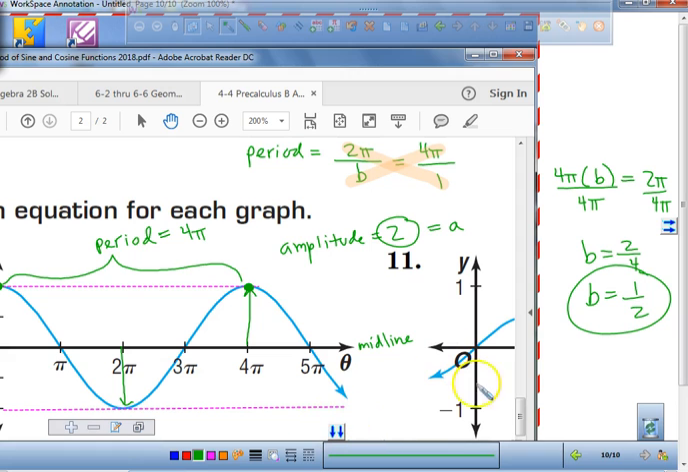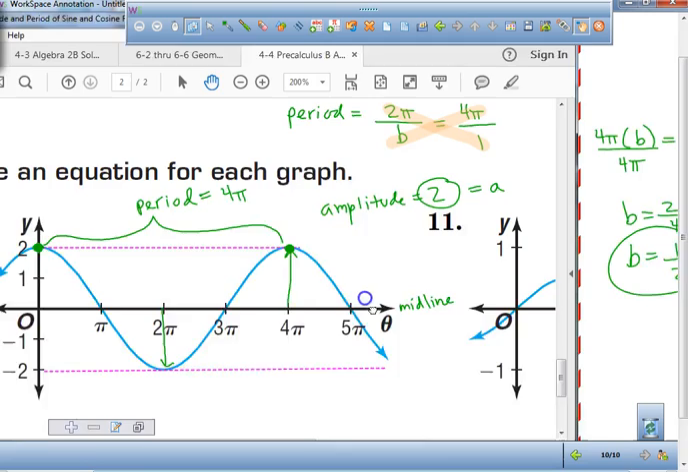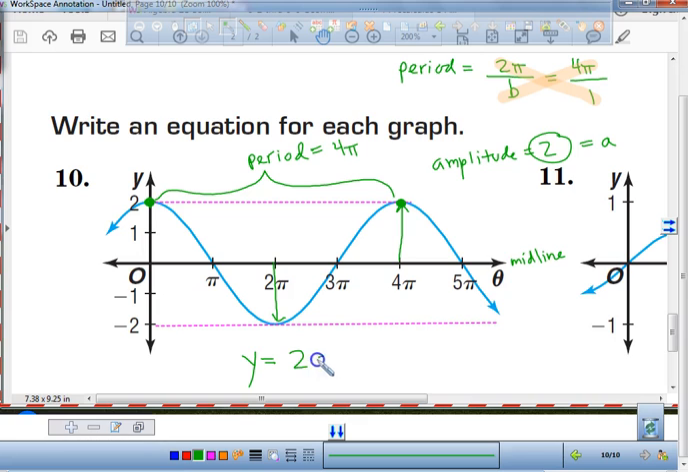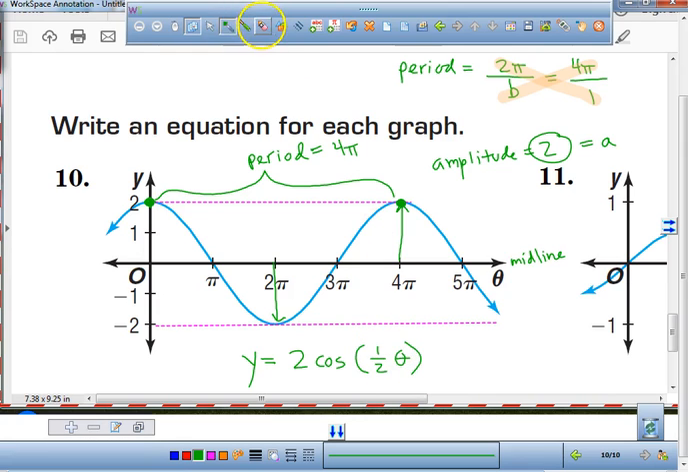So here is your final answer using the B value and the A value. I'm going to write out your final answer. Y equals, what's our amplitude? 2. What kind of graph was it? It was a cosine. And instead of writing 1/2 of theta, I'm going to put theta over 2.